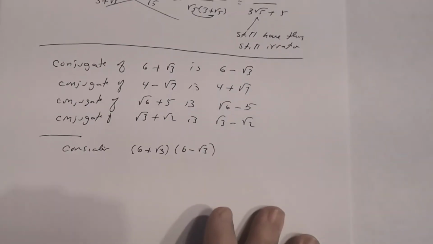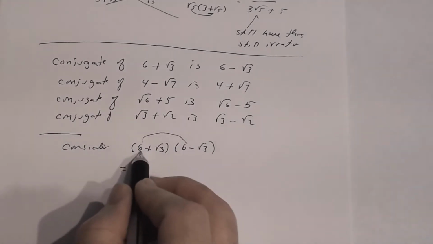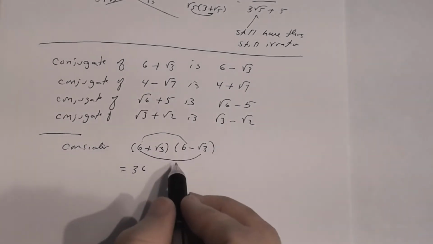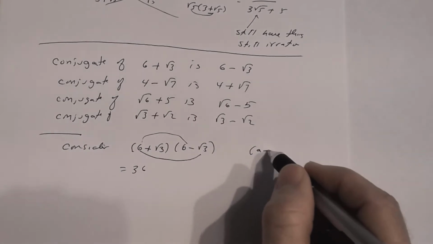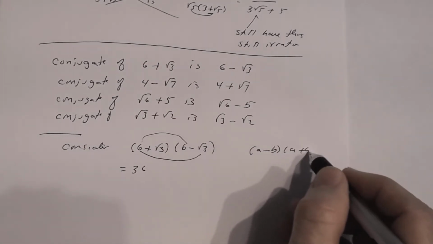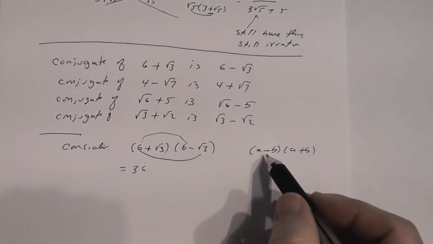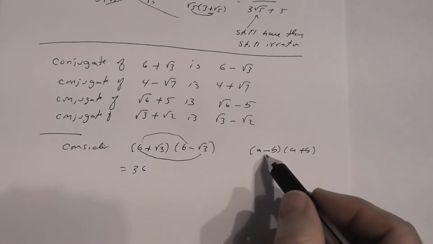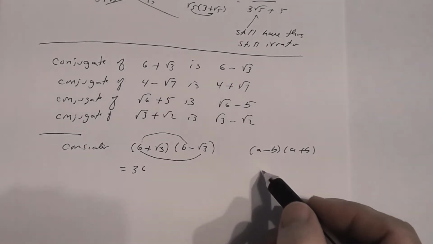And if I use the FOIL method on this, 6 times 6 is 36. The outer... remember they're conjugates, so it kind of brings us back to when we multiplied a minus b times a plus b. Remember that? The terms were in the same order, but one sign was negative, one sign was positive, and so when I multiplied out, it ended up with the difference of two squares.